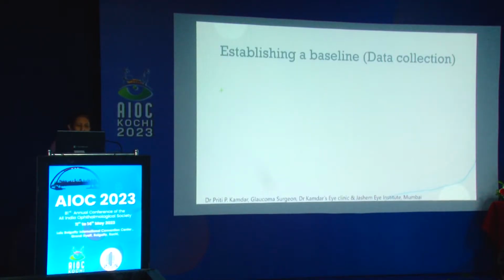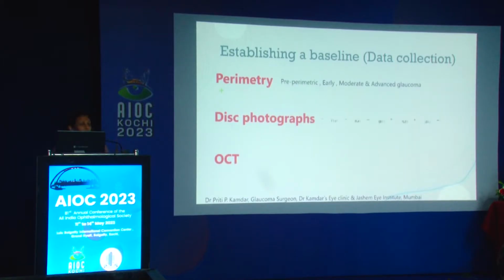So, what do you mean by establishing a baseline? The challenge is there is no single test which on its own can diagnose progression. And so, the baseline is established with functional tests like perimetry and structural tests like disc photographs, OCT. Mind you, I am writing OCT as the last. Each has a different sensitivity across the glaucoma spectrum. In an advanced glaucoma, OCT is useless. Perimetry is across the glaucoma spectrum. Perimetry is the test to do. And so, if your patient can afford only one test, it should be perimetry.